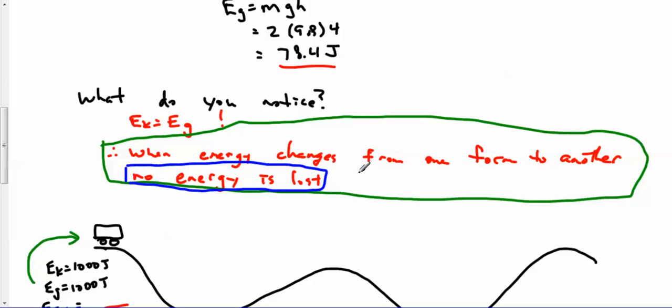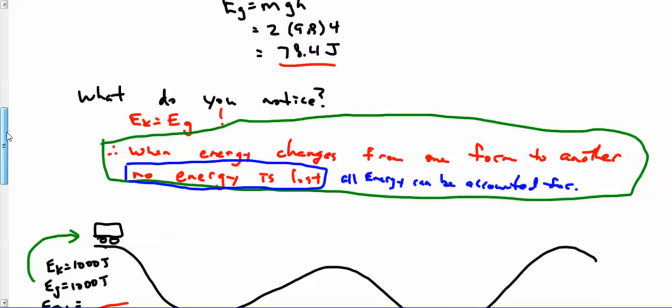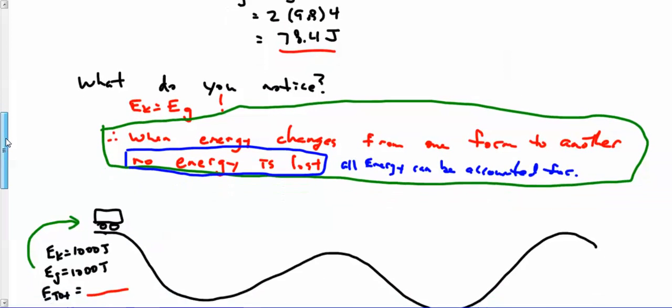When energy changes from one form to another, all energy can be accounted for. Yes? None of it's being lost. I'm like, where the hell did that go? I got to be able to figure out where it is. None of it's being created. It's not appearing out of thin air. I can account for all of it when it's changing from one form to another.